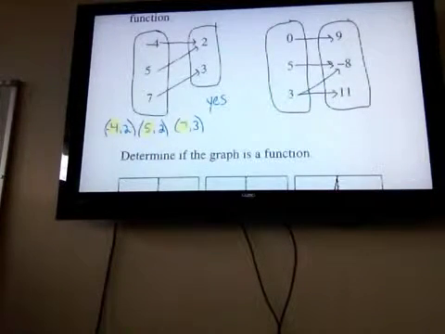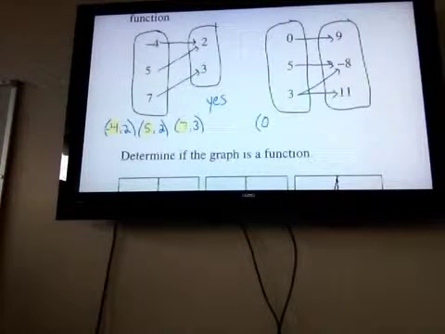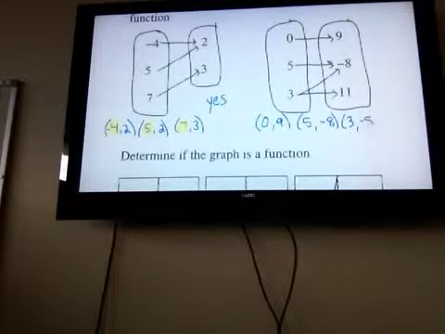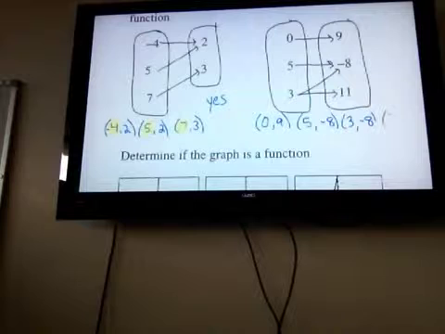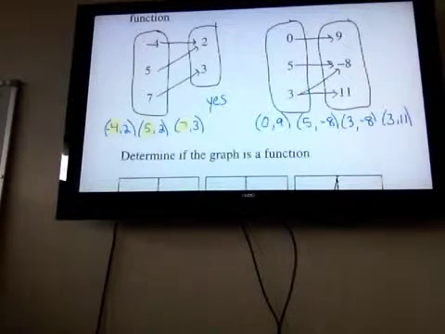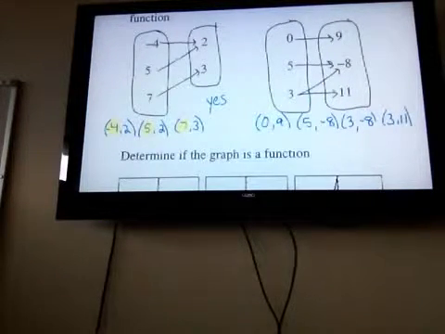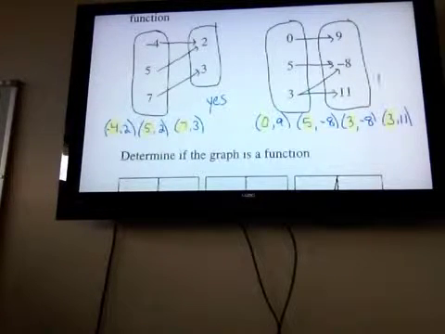So in my second one, my ordered pairs: 0, 9, 5 paired with negative 8, 3 paired with negative 8, and 3 paired with 11. So all you're doing is following the arrows to find out what x is paired with, writing those coordinates, and then determining if it's a function. Are all the x's different? No, so it's not a function.